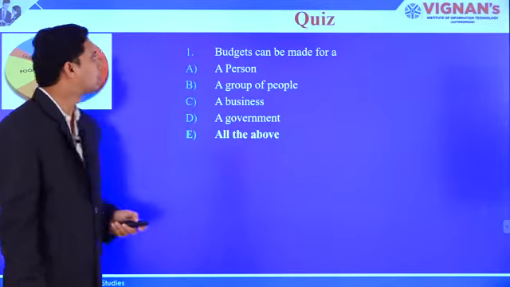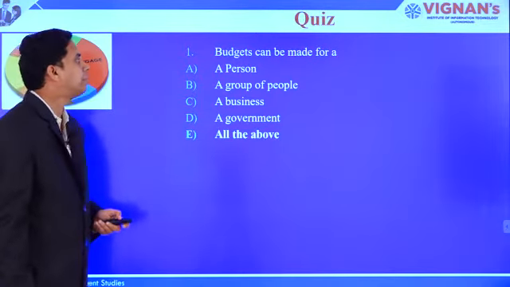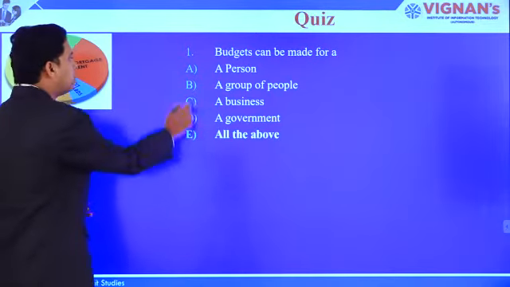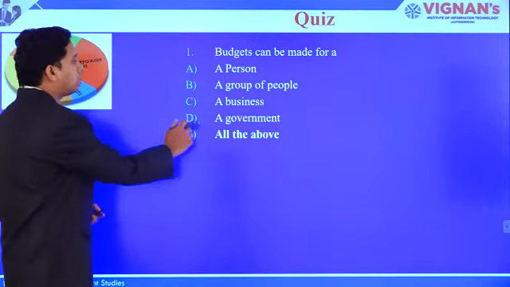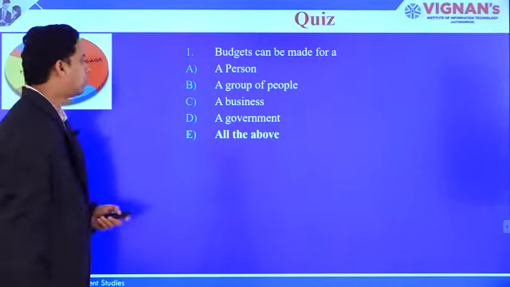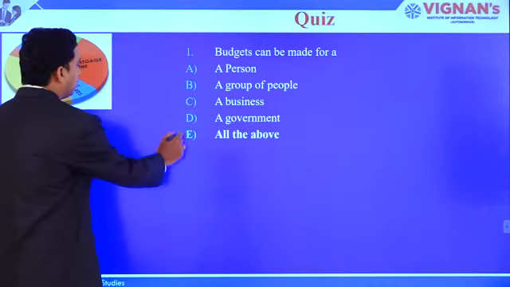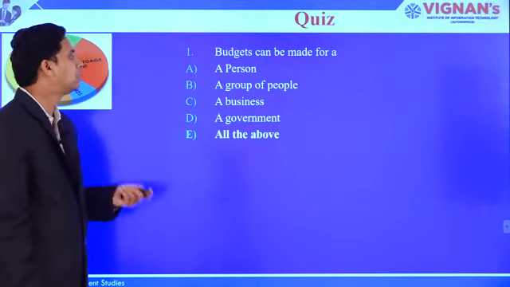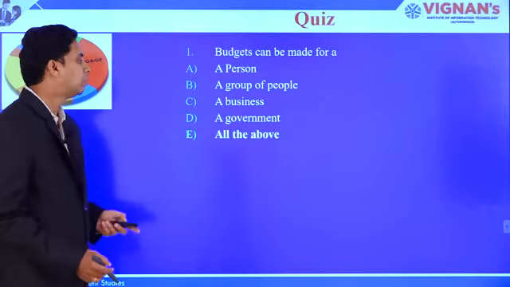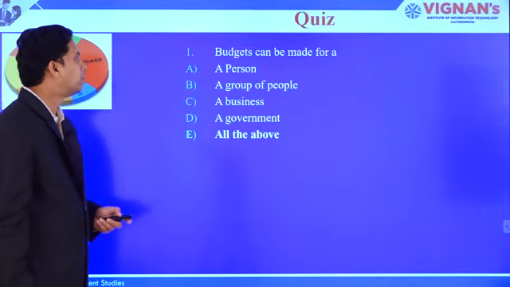Now, let us see a small quiz. Budgets can be made for an individual person, a group of people, a business, a government, or all of the above. Certainly, this is for all of the above. It is for a group of people, business, government, and even an individual. So for anybody we can make a budget.